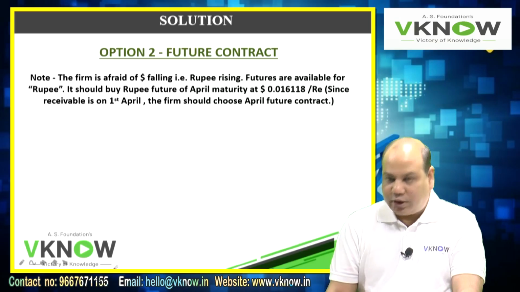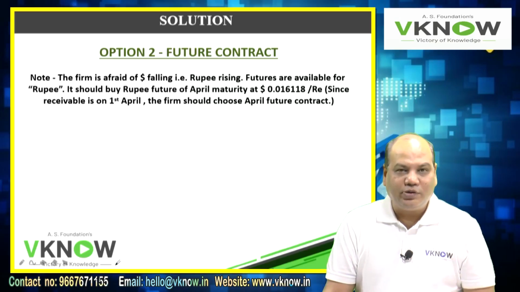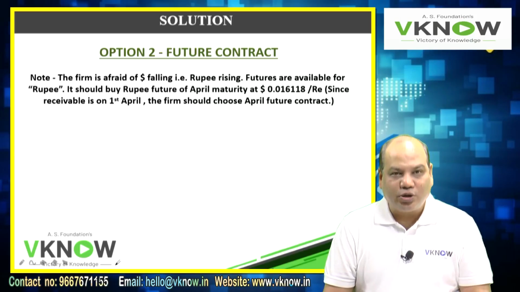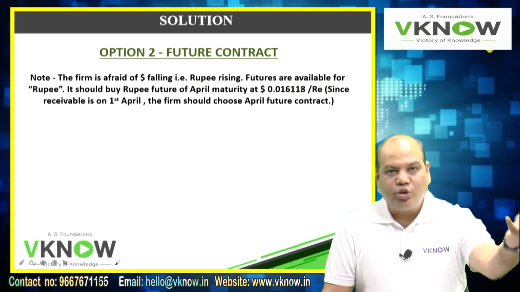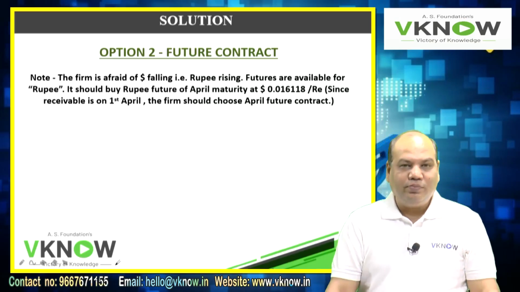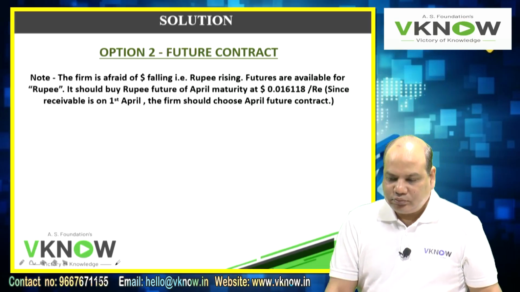Same discussion. You are an exporter. Dollar may depreciate or rupee may appreciate. That is your risk. Check the future availability. Future is available on rupee. Rupee is expected to appreciate, that is the risk. So in that case, you will buy future on rupee. You will buy rupee future contract. So if the rupee appreciates, there will be loss when you receive the dollar and convert into rupees, but there will be gain on the future. The gain on future will compensate for the loss in rupees in spot market.